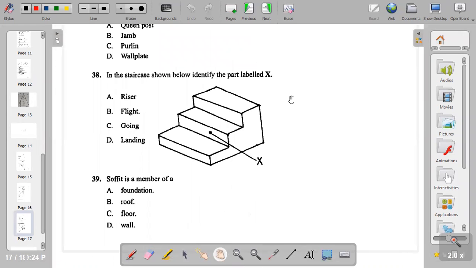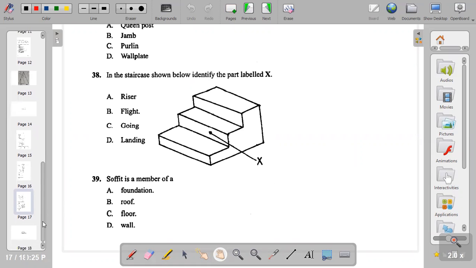I move on to question 38. In the staircase shown below, identify the part labeled X. X is known as the riser. So the answer to question 38 is A. Question 39. Soffit is a member of A, foundation, B, roof, C, floor, D, wall. Soffit is a member of a roof.